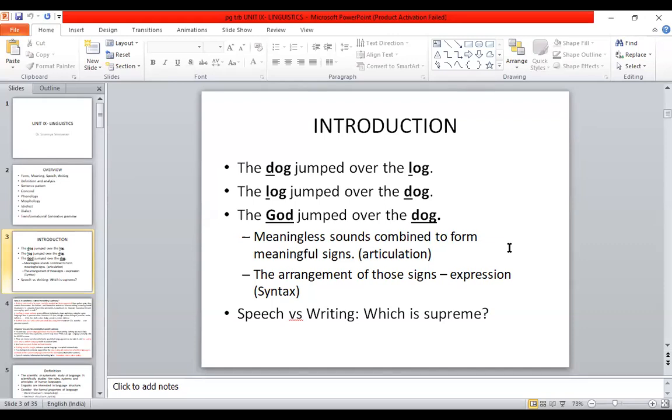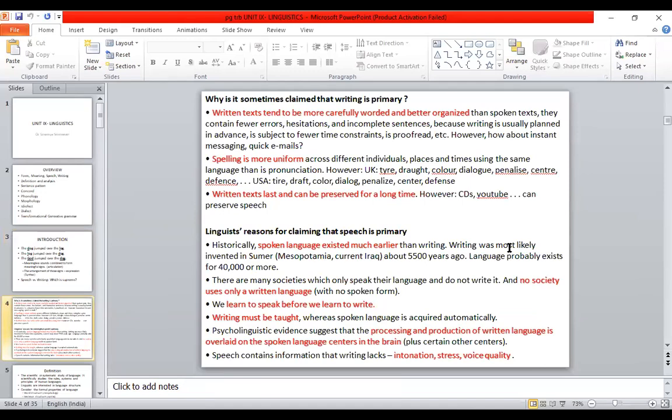And linguistics is concerned about all these forms of language. Now let's go to speech versus writing. So many of us think that writing is something that is primary. Okay, so there are some reasons that I found why writing is a primary method or a primary mode of communication.